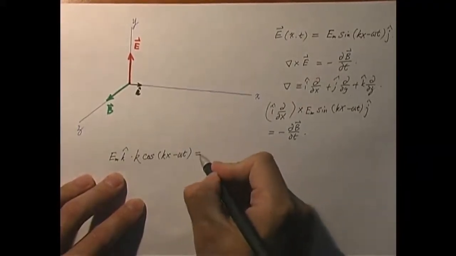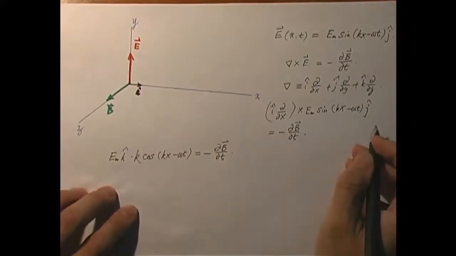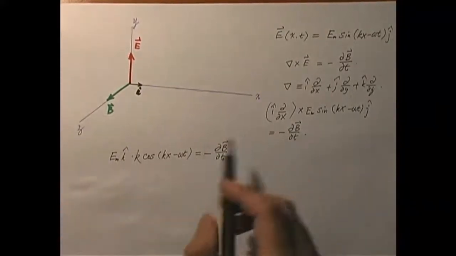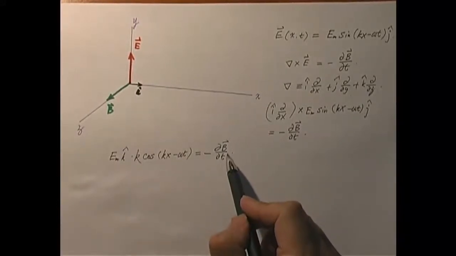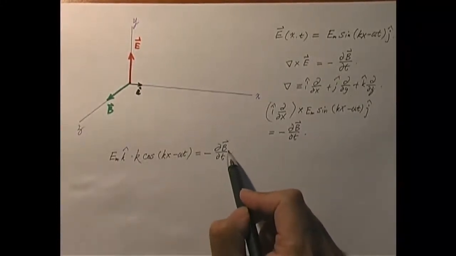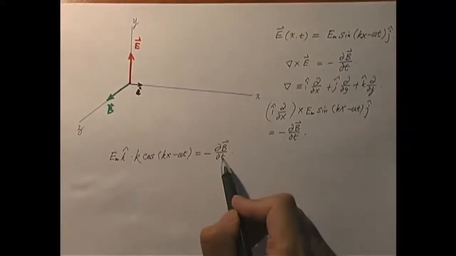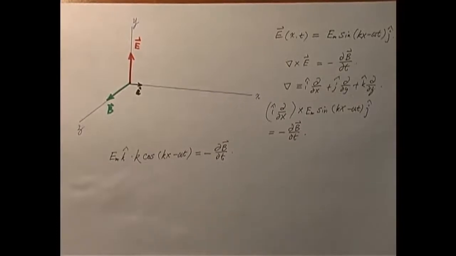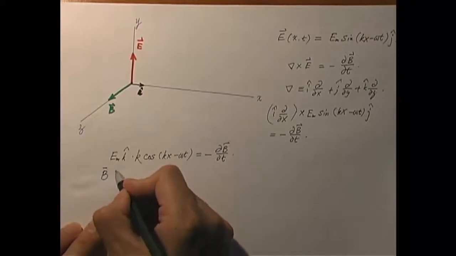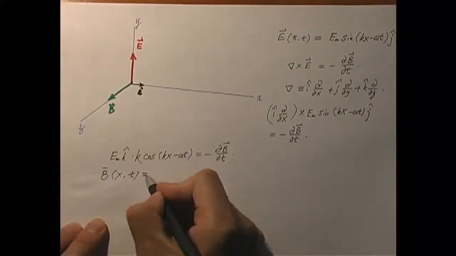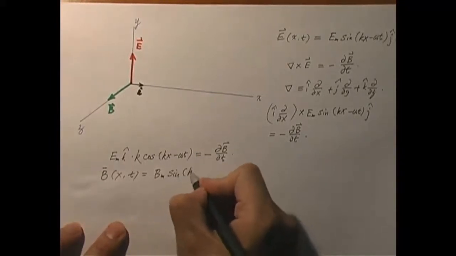It equals negative partial B partial t. That tells us, first of all, B is in the k direction, the z direction, and secondly, B must also assume a sinusoidal form. In fact, B is a sine function of time, just like E. Then when you take partial t, you can turn it into a cosine function. So B as a function of x and t should be B maximum sine kx minus omega t.